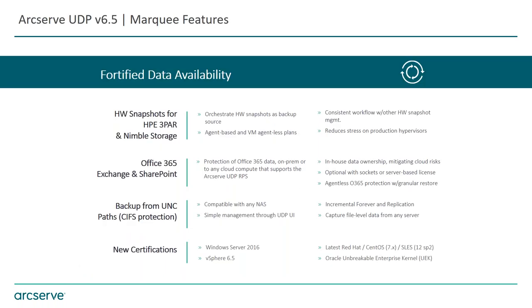Now, we launched UDP 6.5 about a year ago now, and we've added lots of updates over the last 12 months or so as well. So really, we have a strong release that has a lot of new functionality in there. For example, we introduced hardware snapshot integration, where we can integrate with the storage array APIs for Nimble Storage, HPE 3PAR, and also NetApp storage, where we can back up the snapshots directly from the SAN.